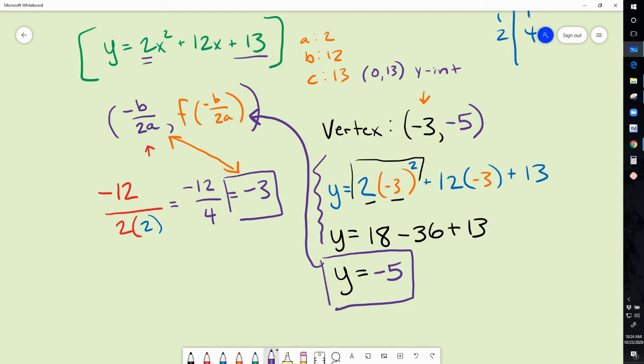So now that we know where the vertex is and where the y-intercept is, we can definitely graph this, right? So let's think about, we have the stretch, the vertex, and the y-intercept. And so let's go to Desmos really quick and graph this.